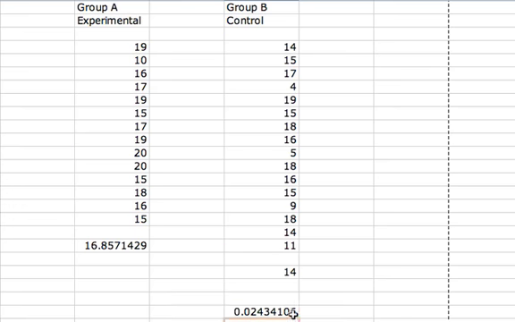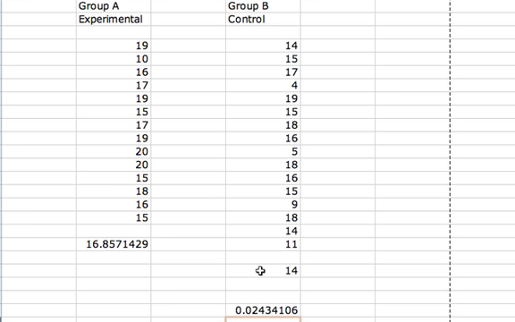Okay, in this case, our t-test gives us back a value of 0.02. This means there's only a 2% chance that the differences in means is due to a random effect. And so, because this value is so unlikely, this difference is so unlikely, we assume that it is not random, and in fact, group A is performing better than group B.